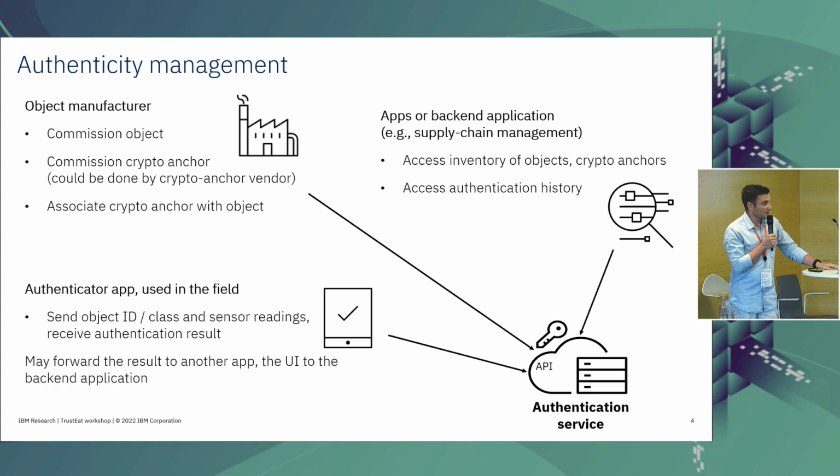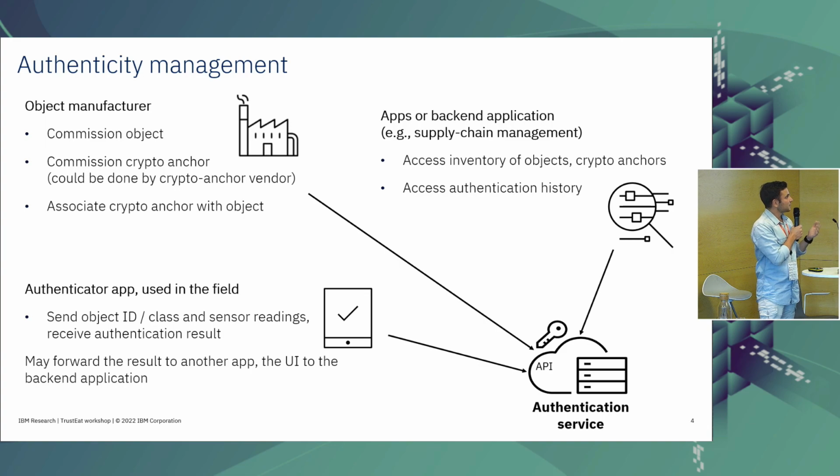And of course, to access this information, we will need a key in order to make sure that we have access to the correspondence between the ID and the crypto anchor itself. So in this game between the object manufacturer and the authentication service, we actually have other players because, of course, we have other applications or backend applications that may require access to the information.